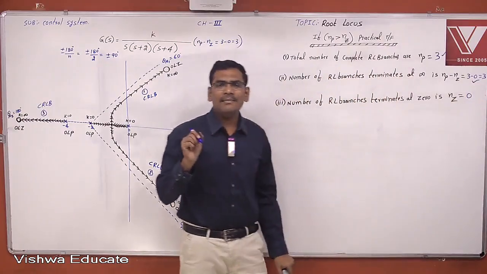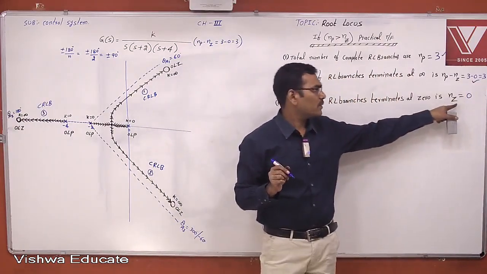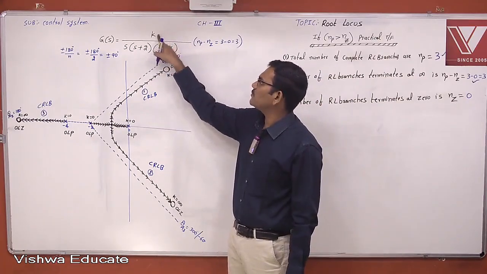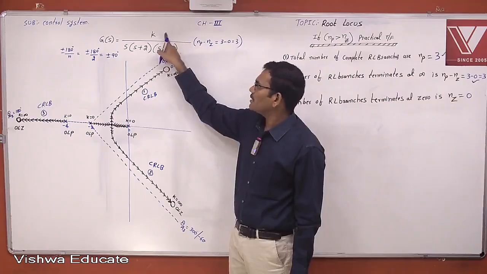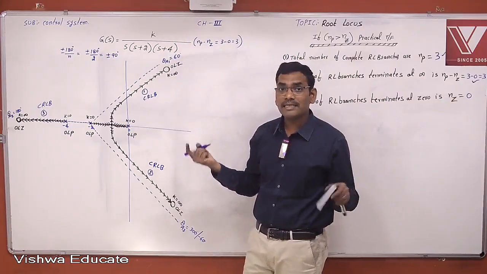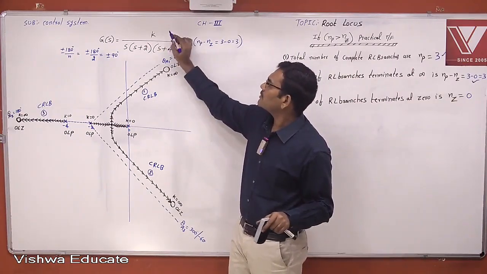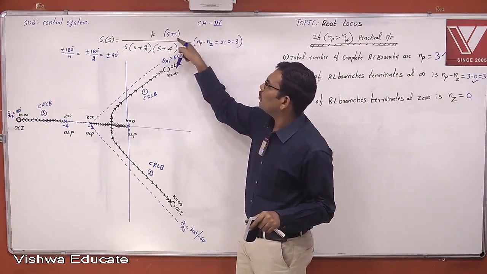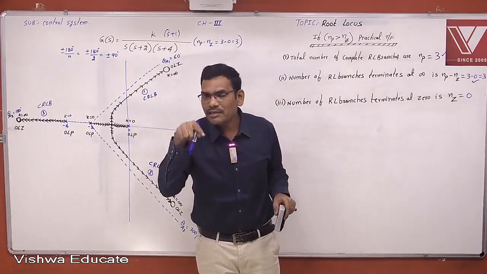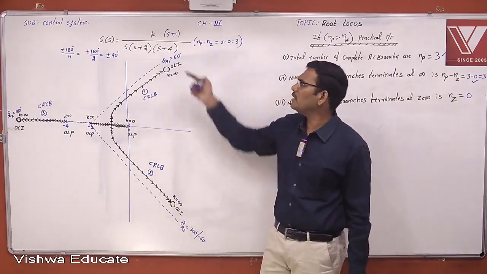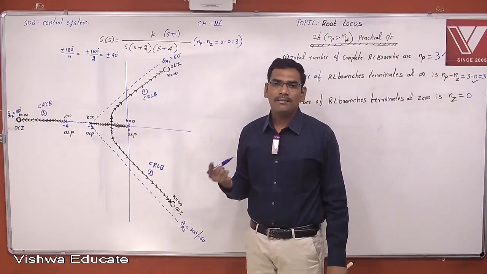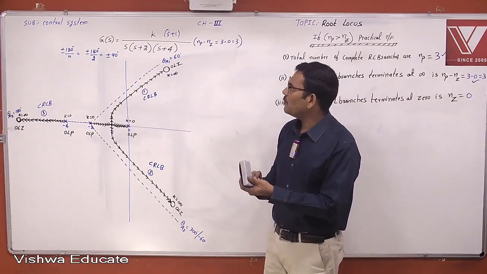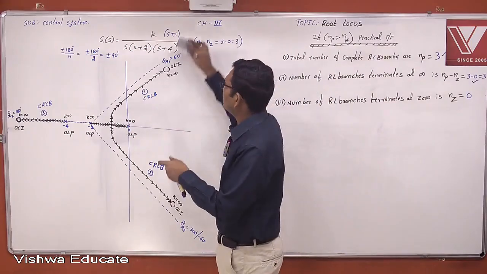Now, is there any branch terminating at zeros? Is there any 0 existing in the transfer function? There is no 0 in the transfer function. Therefore, no branch is terminating at a 0. Let us take for example s plus 1. One 0 is at minus 1. If a 0 exists, definitely at that 0, one branch terminates. That many branches terminate at the zeros as the number of zeros. But in this problem, there is no 0. Therefore, no branch is terminating.